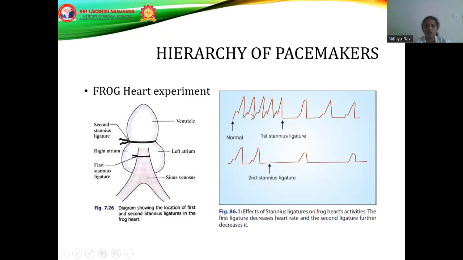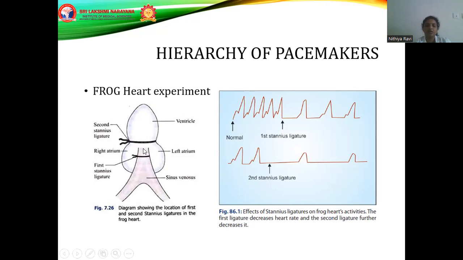So let's see how this is reflected in the frog's heart activity. Normally, coming onto this graph, you can see that the frog heart beats in this fashion. When the first Stannius ligature is applied, you can see that the distance between each of the beats has increased. That means that the heart rate has decreased.